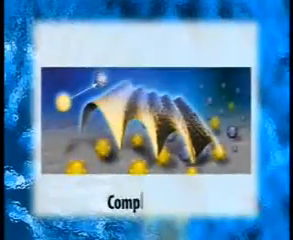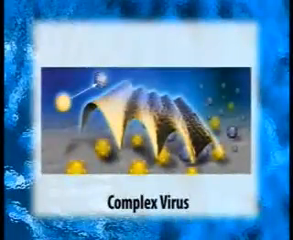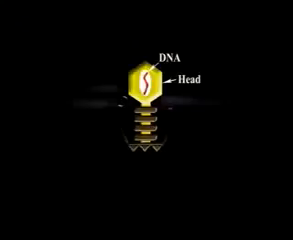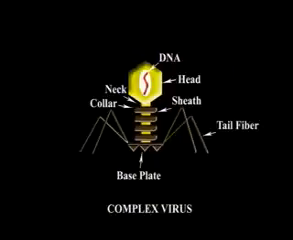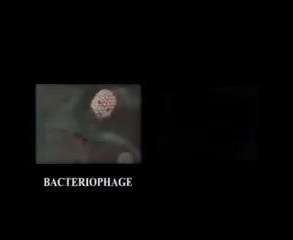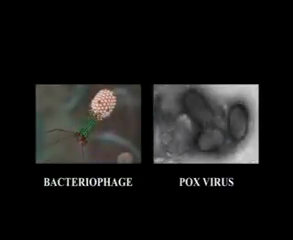As far as the complex types of viruses are concerned, these are viruses that are assembled from parts that are synthesized separately, that means head, tail, or the capsomers come from different parts, and they do not fit either into the helical or into the icosahedral symmetry, and as such are called complex in their morphology. Bacteriophages or pox viruses are the best examples of complex viruses.